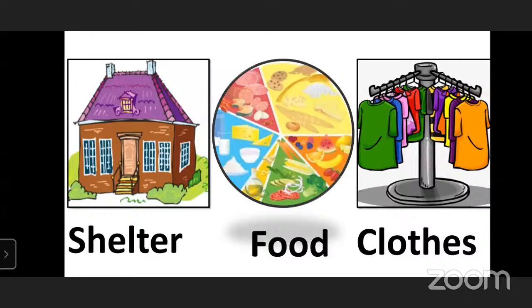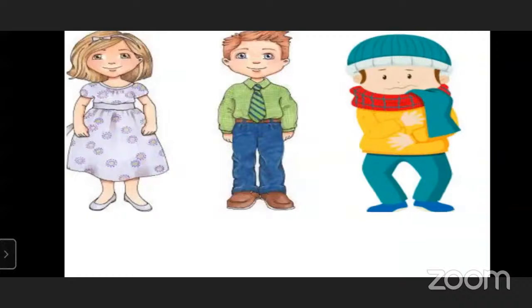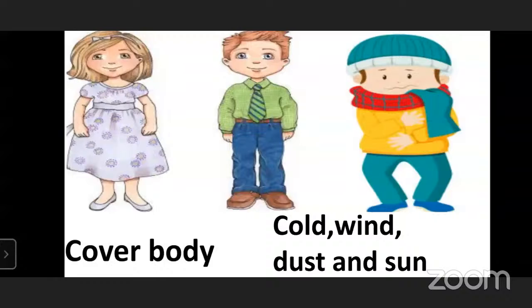Now tell me, children, why do we wear clothes? Think and tell me. Because clothes protect us from cold. Very good answer. Because clothes cover our body. They cover our body and they protect us from cold, wind, dust and sun. That is why we all wear clothes. Very good answer. Now children, today we will see how clothes are made.